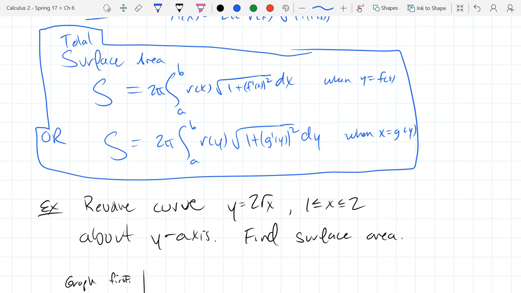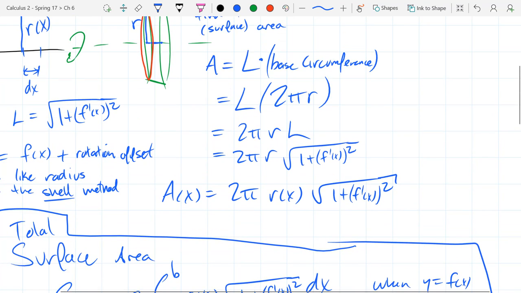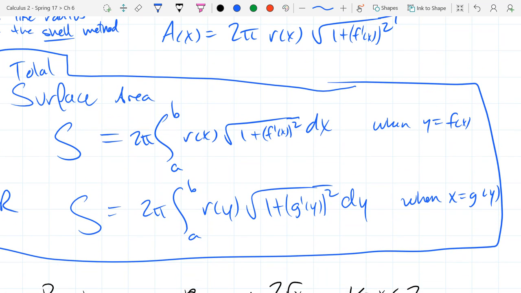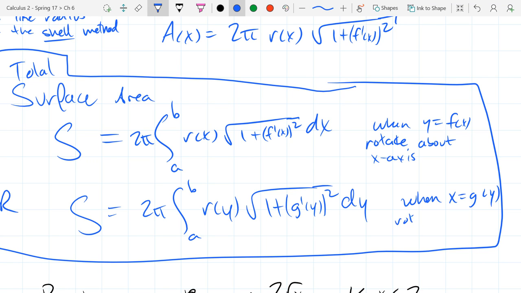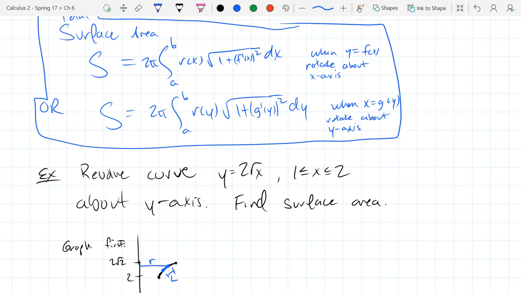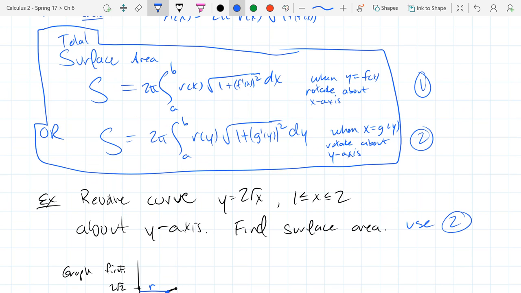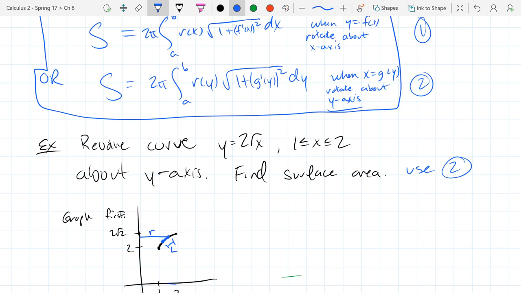Okay. There's one thing I didn't write on the surface area formulas. The first one we rotated about the x-axis, and the second one was rotate about the y-axis. Because we're rotating about the y-axis, we were pretty much stuck with the second version. So we have to use the second one, and these are going to be dy integrals for that reason. So we're going to use number 2 here because we have a y-axis rotation.